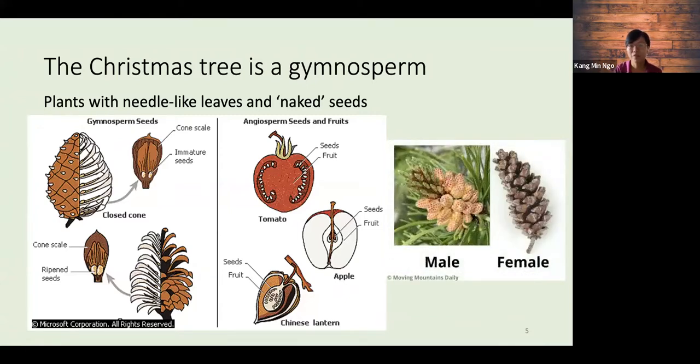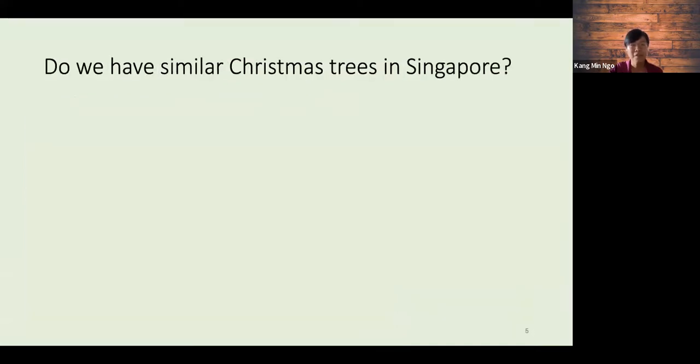Here is a picture of a male cone and a female cone. Some gymnosperms, some conifers, will have just the male cones on one plant, and all the female cones on another plant. Some conifers have both the male and female on the same tree. The trees that I talked about are all not found in tropical regions like Singapore. You only find them in northern or very southern regions.